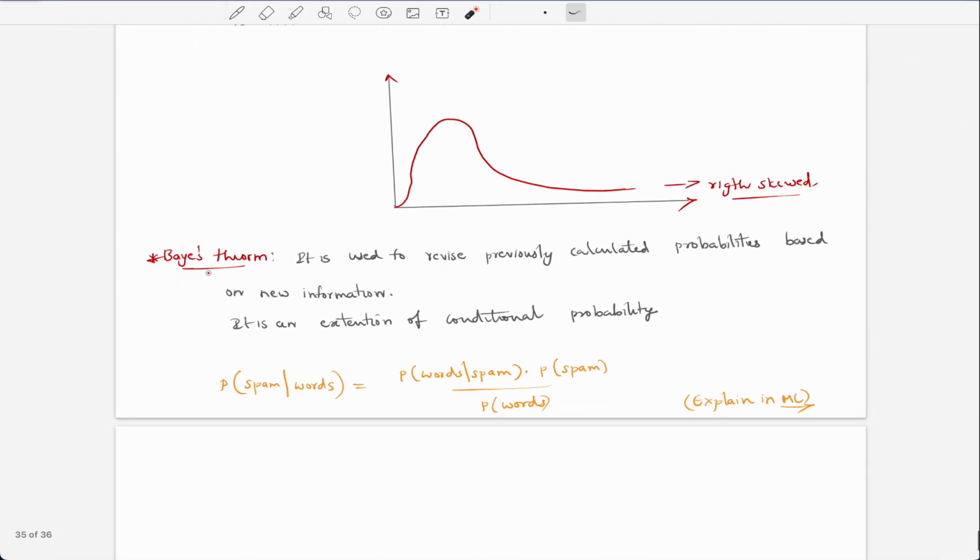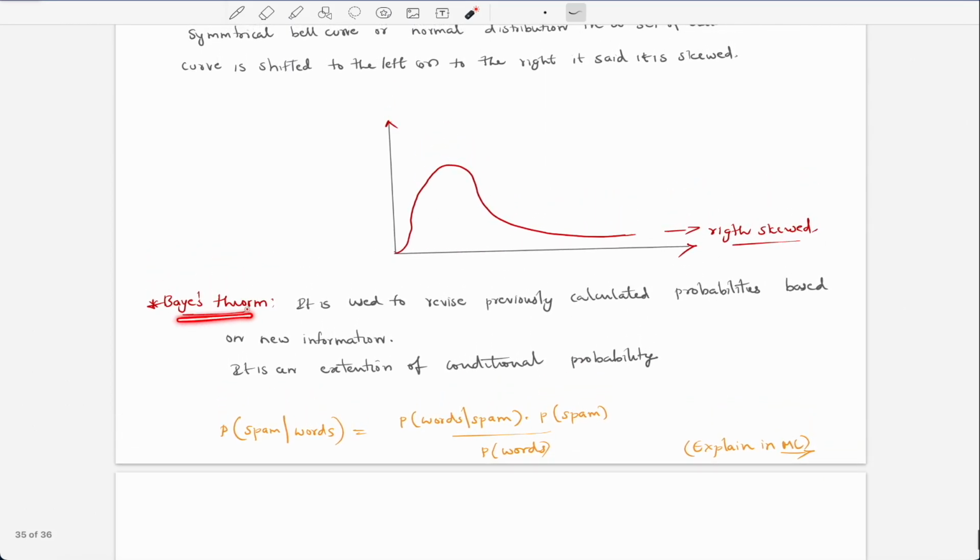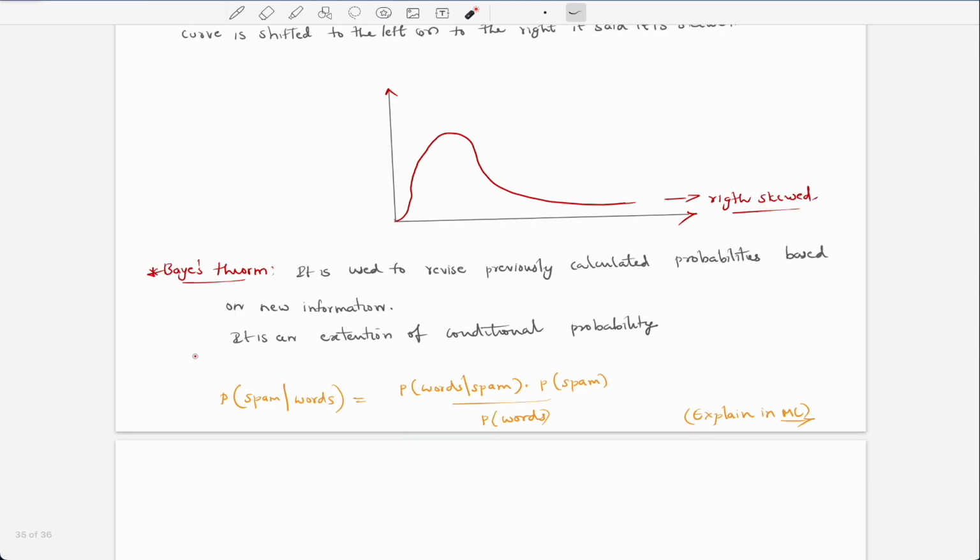After that we have Bayes theorem, and this is the last topic in this final lecture. It is used to revise previously calculated probabilities based on new information. It is an extension of conditional probability. We are going to use Bayes theorem in our machine learning projects, like spam or ham, or credit card fraud detection, meaning whether it is legit or fraud. We are going to have a great detailed talk on that.